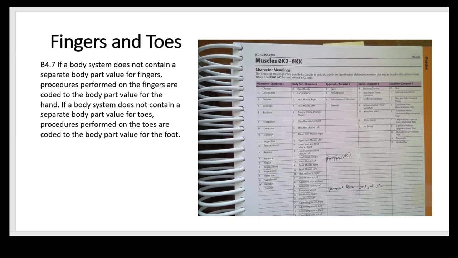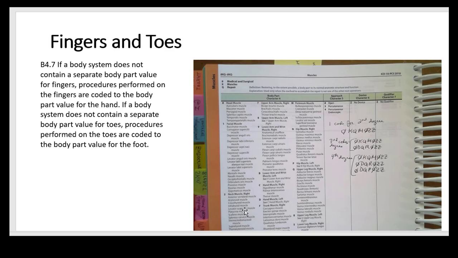If a body system does not contain a separate body part value for fingers, procedures performed on the fingers are coded to the body part value for the hand. And if the procedures are on the toes, the procedures performed on the toes are coded to the body part value for the foot. And you see here where I have written finger muscle beside the hand muscles there, right and left. And here's a picture of repair from my code book. And you can see the hand muscle there in the middle column. That's the body part value you would be choosing if you were coding finger muscles.